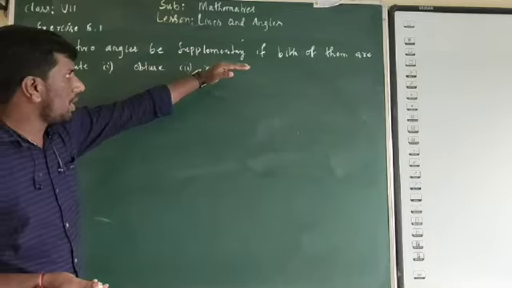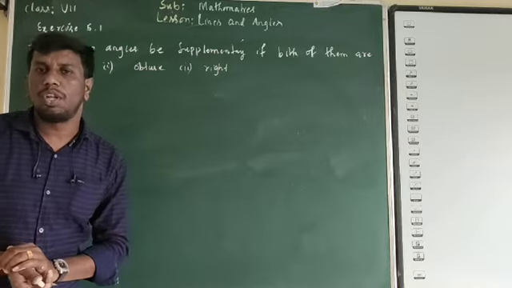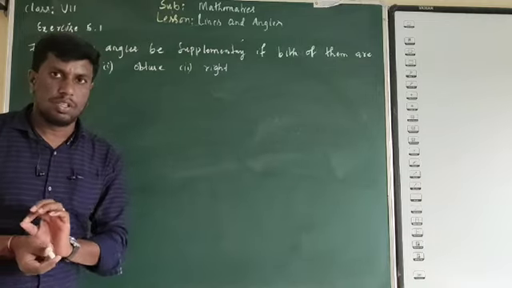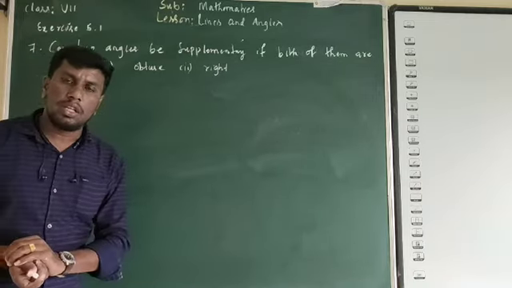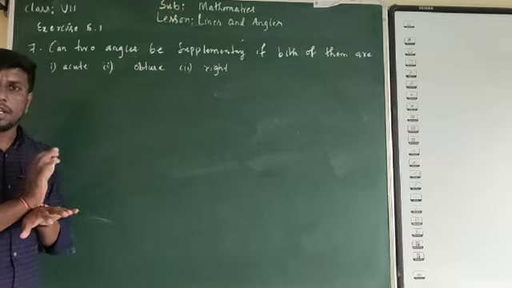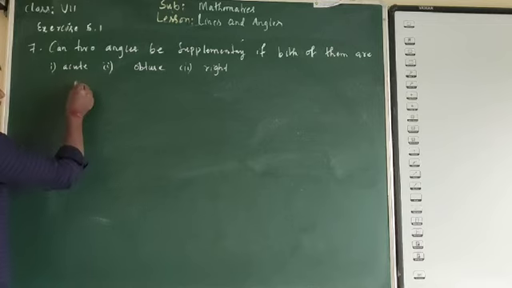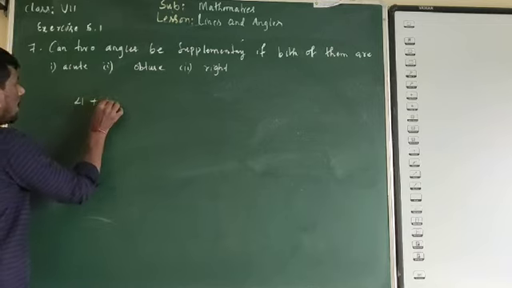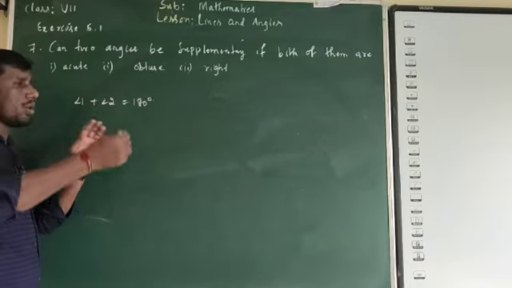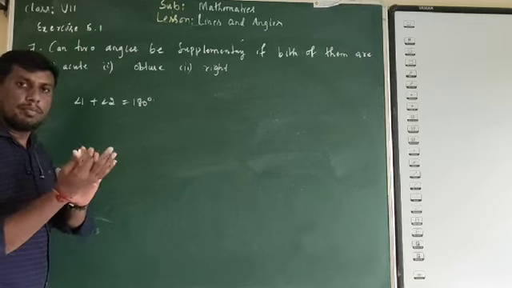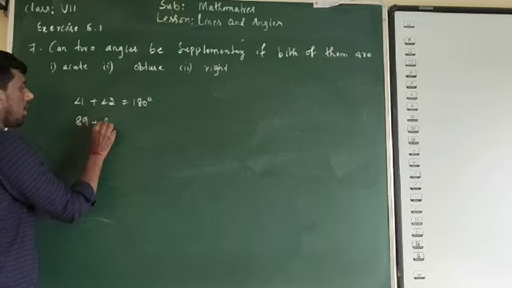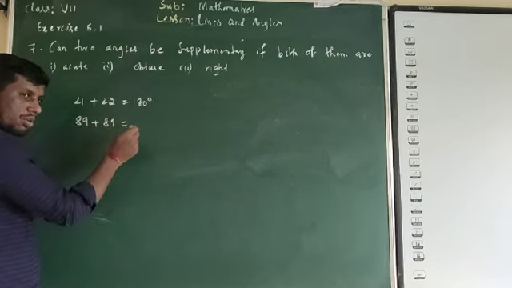Can two angles be supplementary if both of them are acute angles? What do you mean by supplementary? The sum of those two angles must be 180 degrees. What is an acute angle? Less than 90 degrees. Say angle 1 plus angle 2 is equal to 180 degrees, correct? If angle 1 is acute and angle 2 is also acute, then each must be less than 90 degrees. Suppose I take 89 as the maximum.